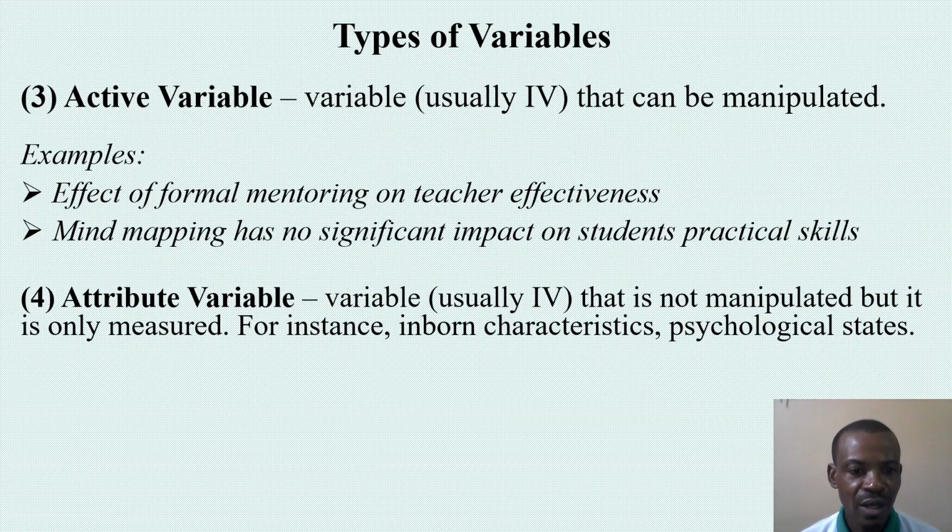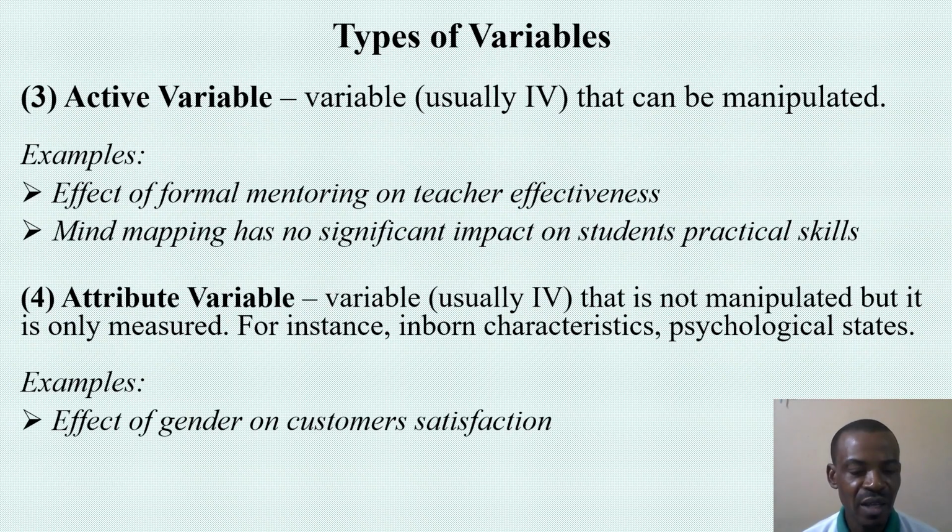Let's look at a practical example that will help us to explain that. If we have a title like this, effect of gender on customer satisfaction, we want to see how gender determines how an individual is satisfied as a customer. Gender here is called the attribute variable. Remember, gender impacts on customer satisfaction, but because gender is not manipulated but just measured, it is called an attribute variable.